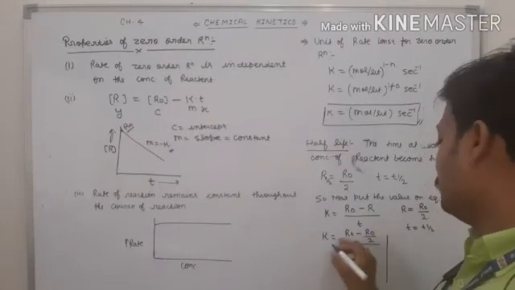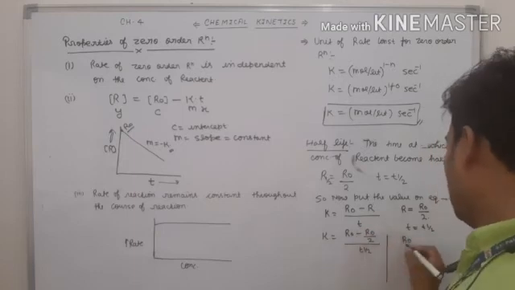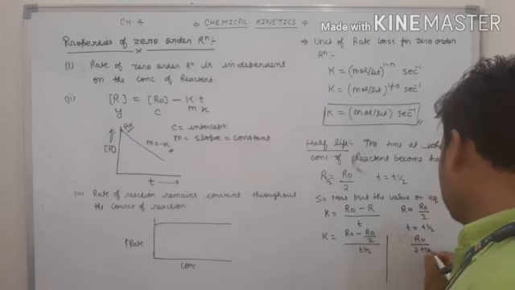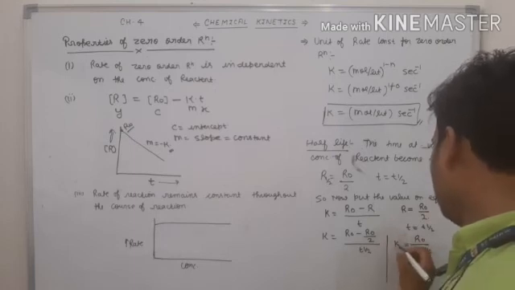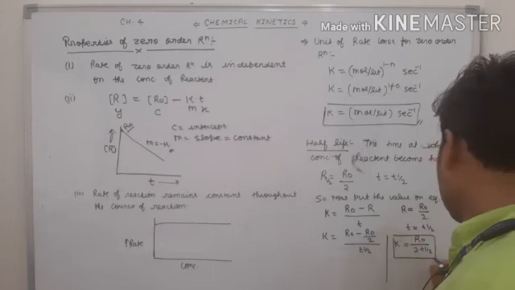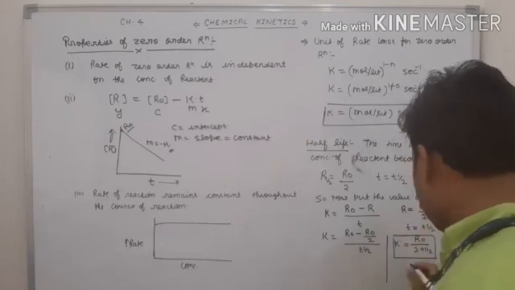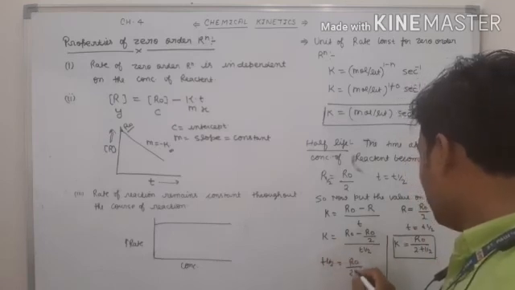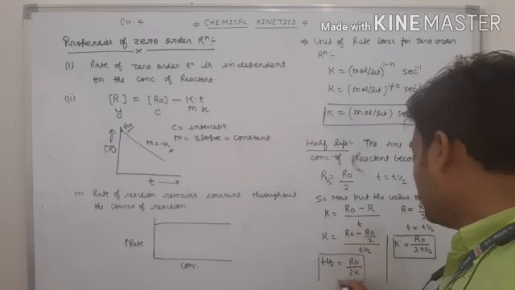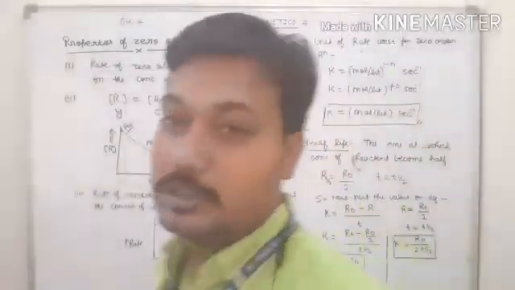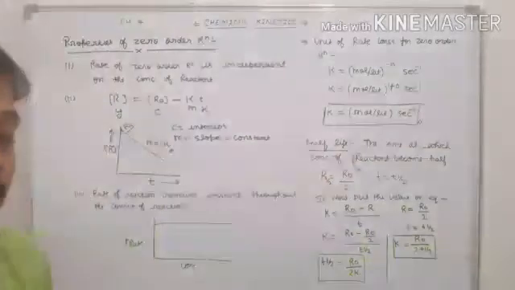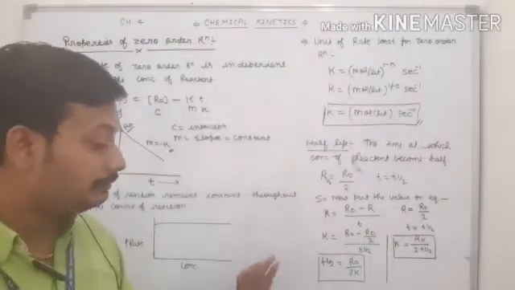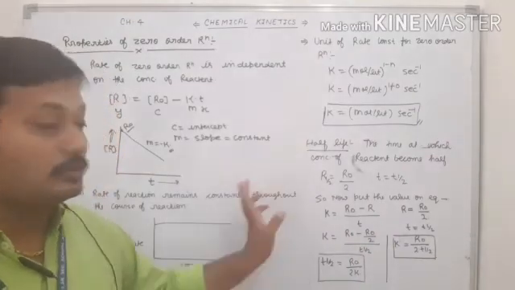So it is R naught upon 2 into t half is equal to K. So t half is equal to R naught upon 2K. Is it clear or not? I think, students, is it clear to all of you? Now you can calculate the half-life for the zero order reaction.